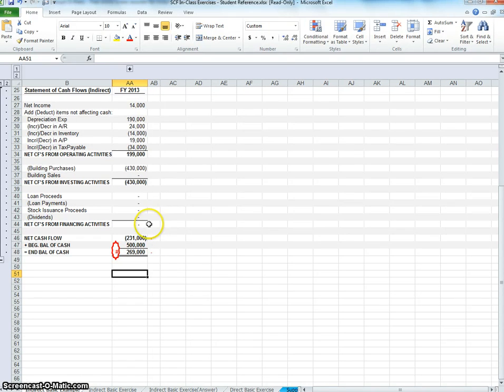Looking at financing activities, there's no financing activities of note. They didn't take out any loan proceeds, they didn't make any loan payments, they didn't get any cash from issuing stock, and they didn't pay any dividends. So this is a non-factor in arriving at our cash outflow.